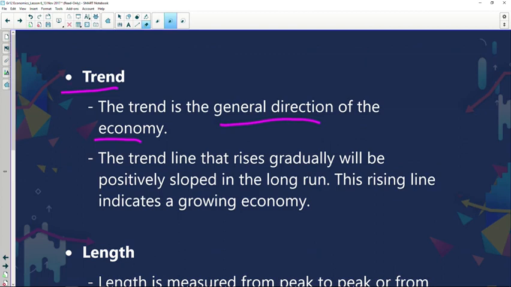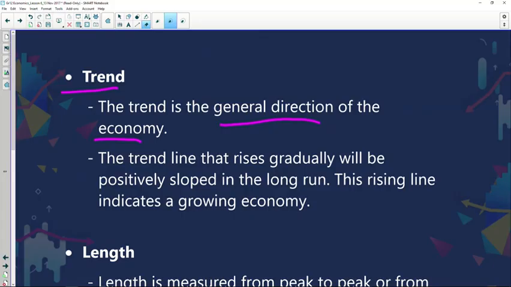Okay, so we've been hearing in the news that the rand had dropped its value because of this decision and that decision. That is just the general direction that the economy will change if a sound economic decision is not being made. So it's important that we understand what a trend is. Then the trend line that rises gradually will be positively sloped in the long run. This rising line indicates a growing economy. It's good when we see a trend that is positively sloped in the long run, because we know that this indicates that our economy is growing, because we are all for economic growth.